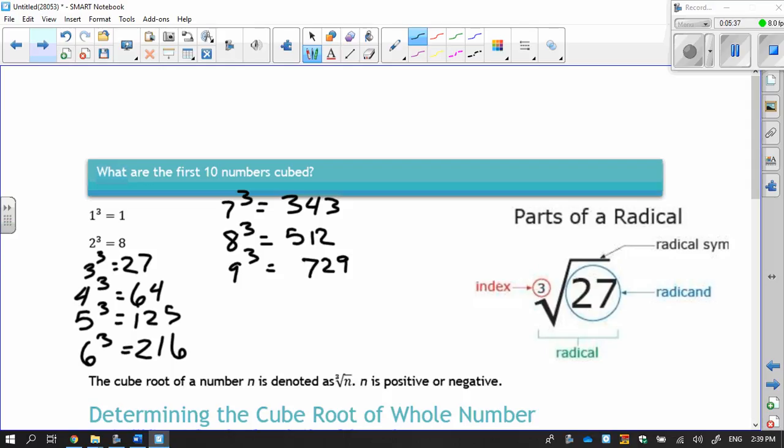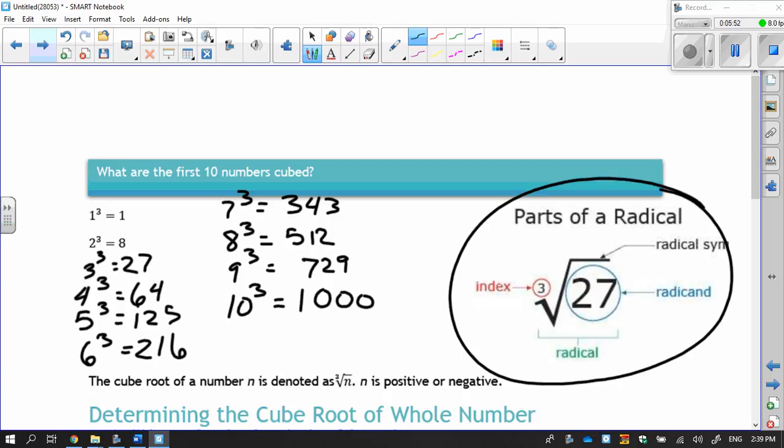And then, of course, you should have all the powers of 10 memorized because it simply says, please have 3 zeros there. 1, 2, 3, so 10 cubed is 1,000. We have over here the parts of a radical. This is important to know. You need to know that this part is the radicand, the whole thing is the radical, this is the symbol, and this is the index.